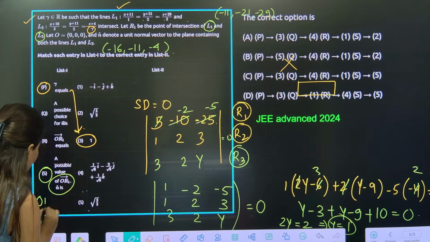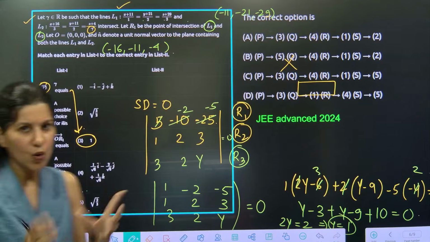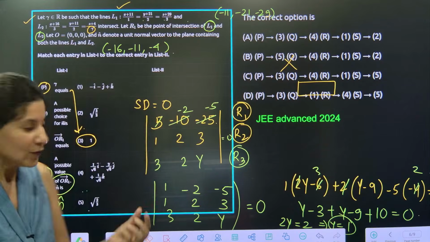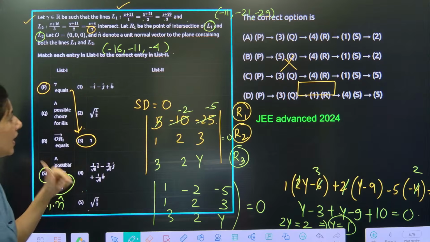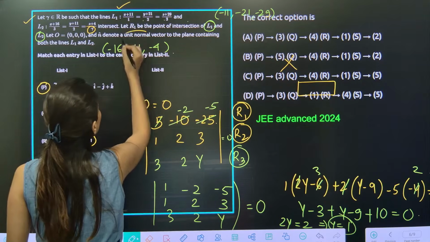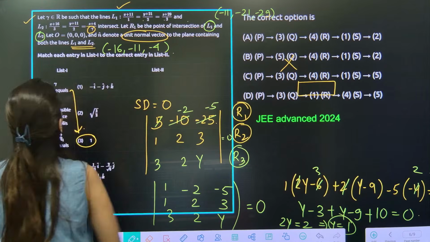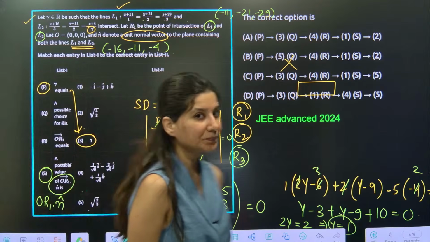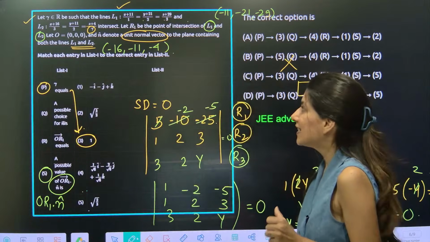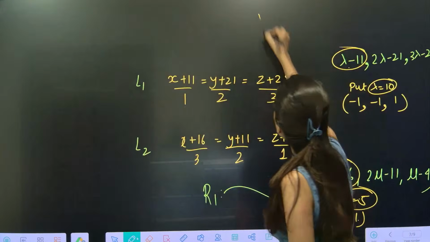You have to figure out OR1 dot N cap. Now, what about N cap? OR1 is right there, correct? What is N cap? Let's read. N cap is a unit normal vector to the plane containing lines L1 and L2. Please note what they are saying. A plane is containing both the lines L1 and L2.